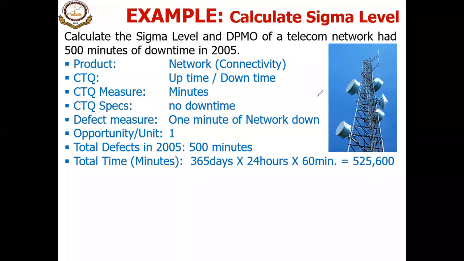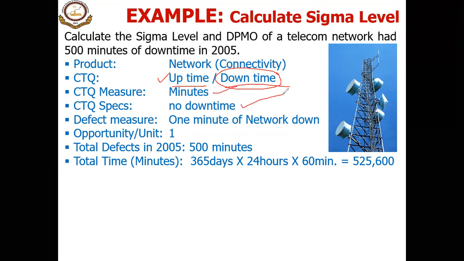The CTQ, that is basically the critical to quality, is how much our network is up. And the problem is if it is in a downtime perspective. So that is our CTQ. Right now we are measuring how many times our network is down. The measuring unit we have taken is minutes. Our specification is that there should be no downtime, and we will consider that as an opportunity. The measurement unit is minute. That means if our network is down up to 1 minute, then we will consider it as a defect. Each minute we have considered as one opportunity.